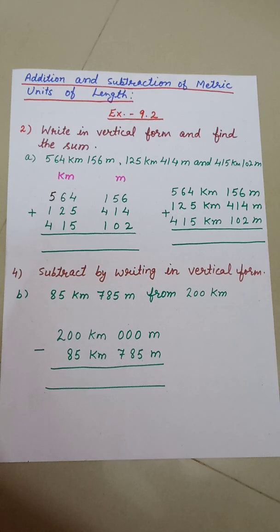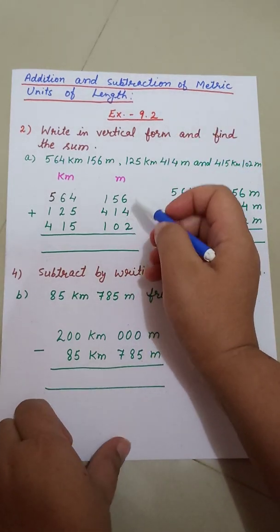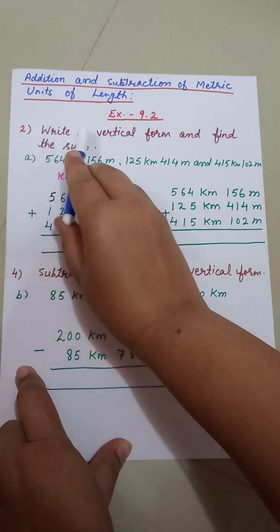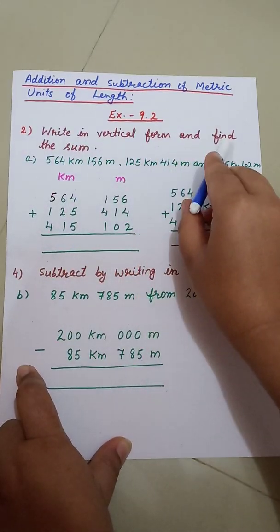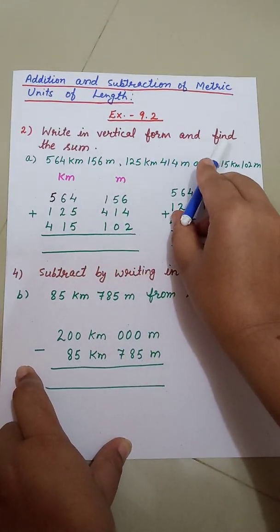Good morning, students. Our today's topic is addition and subtraction of metric units of length. Let us start with exercise 9.2. You can see we have question number 2 here. Write in vertical form and find the sum. You have to find out the sum.